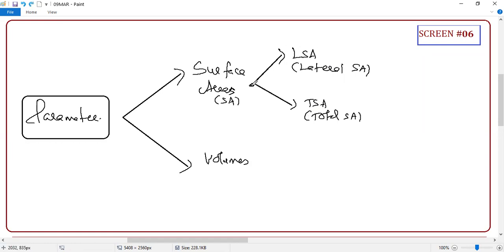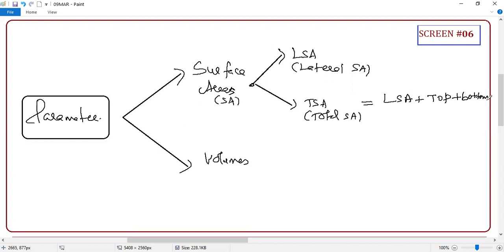Very simple, student. You are all sitting in a room, correct or not? There are 4 walls surrounding you: front, back, and the left side, right side. Guys, the area of these 4 walls is called LSA, student. Then what is TSA, sir? You have your LSA, plus what you have on the top and the bottom. Top is a ceiling and bottom is a floor, right?